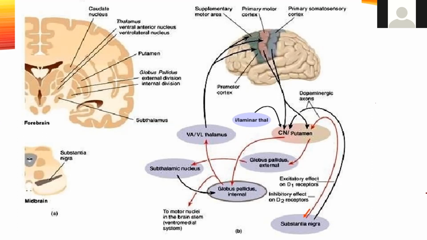While the globus pallidus internal will directly send a lesser inhibitory impulse to the thalamus, the globus pallidus external will instead pass through the subthalamic nucleus, which is dopaminergic, and will send then excitatory impulse to the globus pallidus internal, which will be more inhibitory on the thalamus, and then will inhibit movements from the different cortices.